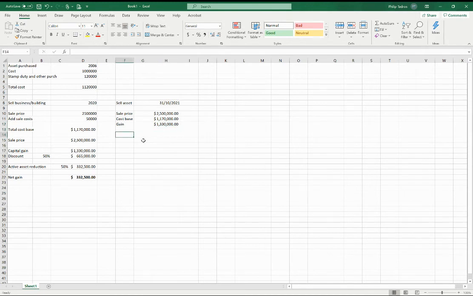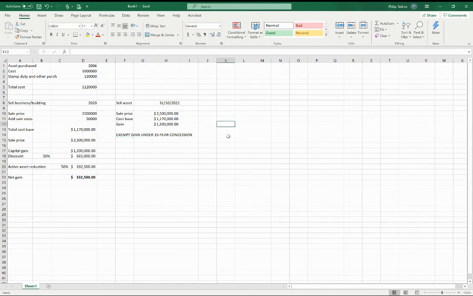Now, one of the concessions available to you as part of the small business capital gains concession is, now that you've had this business or the asset for at least 15 years and you're close to retirement, this whole gain is exempt. Exempt gain under 15-year concession.